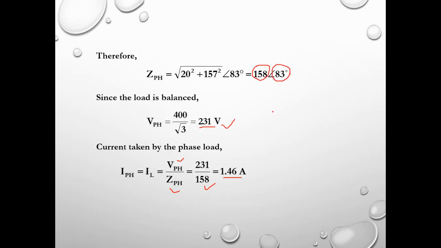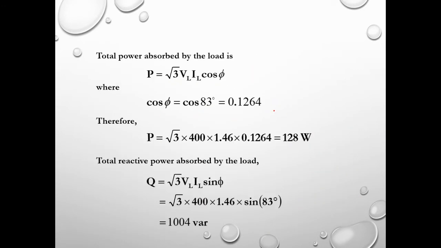This is the value of 83 degrees from the impedance value. So put it here, cos theta, and you get the value of 0.1264. Therefore P equals square root 3 V_L, the line voltage, times I_L, the phase current we just calculated, times cos theta, the value we just calculated. So this is giving 128 watt.